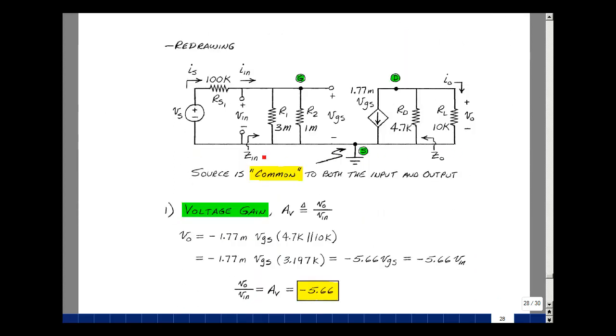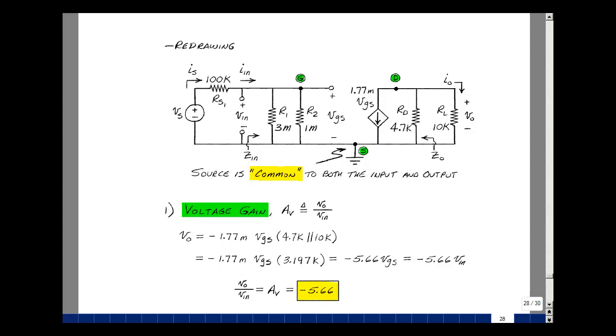Here's our common source. Here's our input, hooked up through a 100K resistor to R1 and R2, which are connected in parallel because of the shorts, and then these three in parallel. What's common between the input and the output is the source of the MOSFET transistor as an AC model. Let's find our 5 parameters of the amplifier.